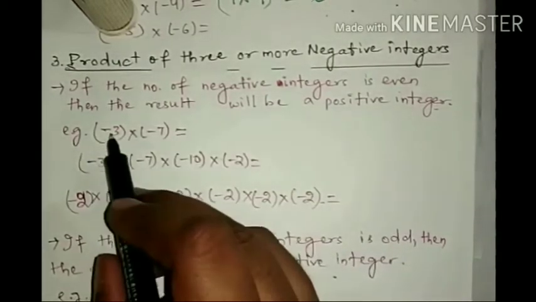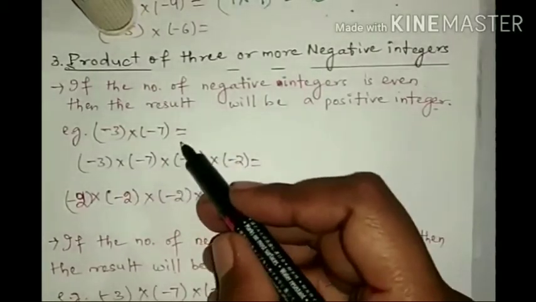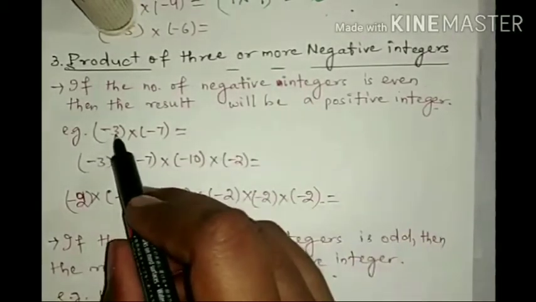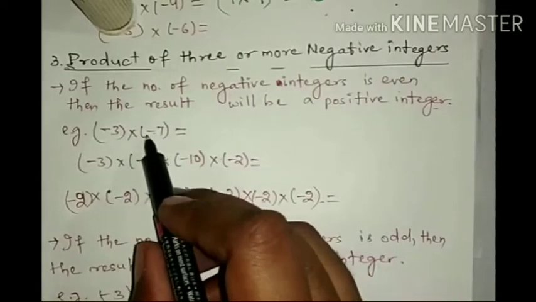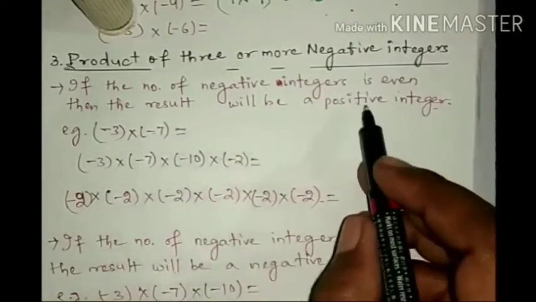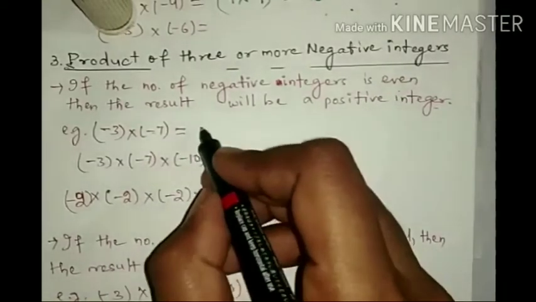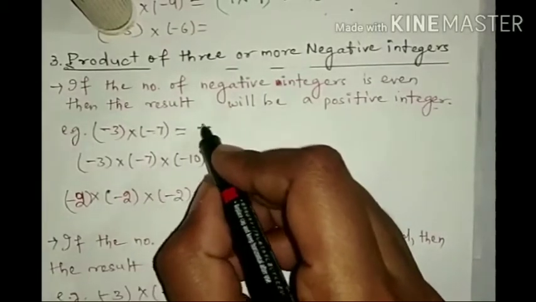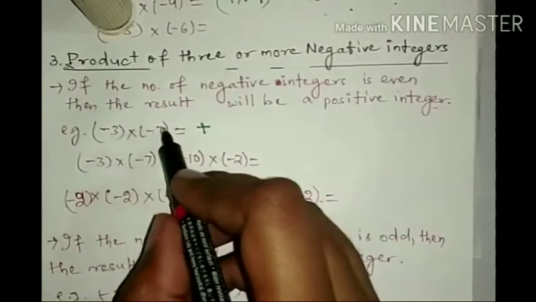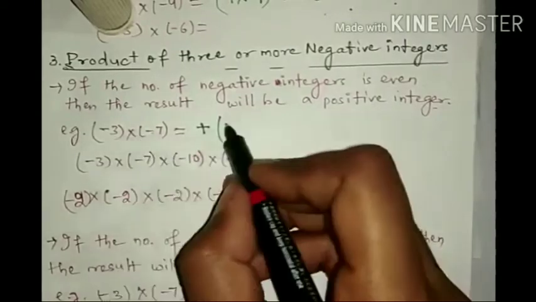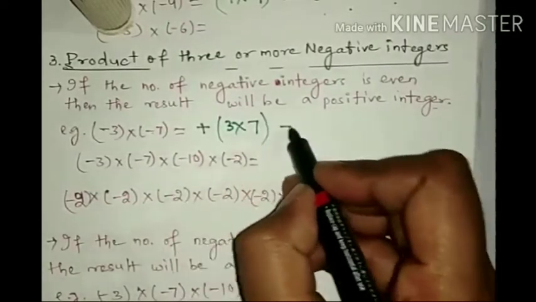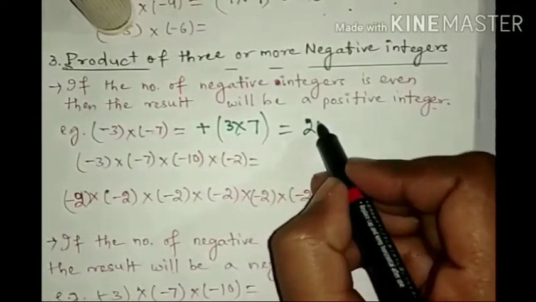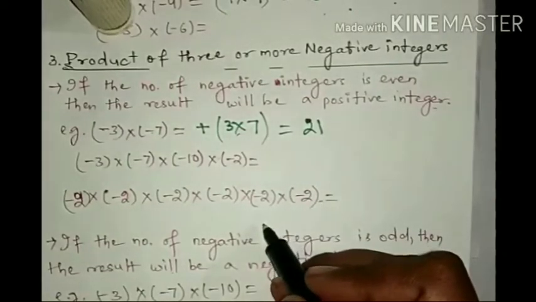We'll see an example. Minus 3 into minus 7. Look at that: minus into minus. Two integers are there. This is an even number of integers. So what will you put? This is plus. Then 3 into 7. What will you get? 7 threes are 21. The answer is 21.